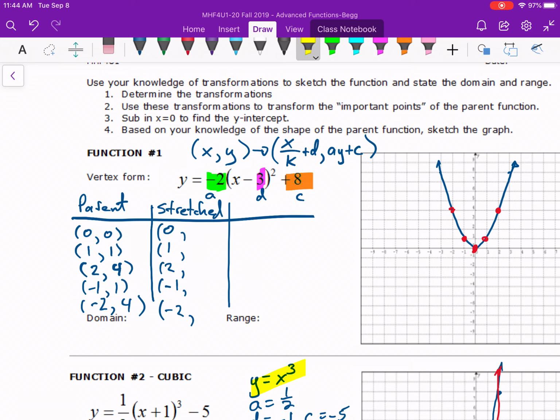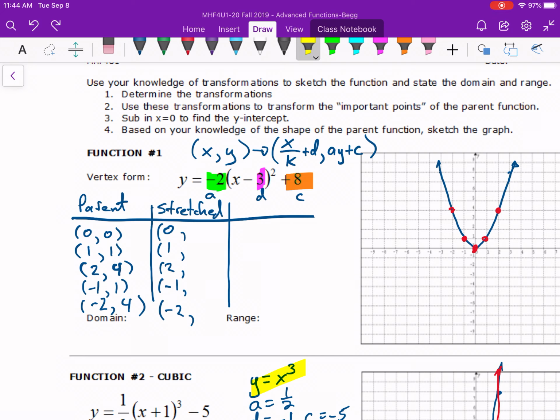Then I have my y values. Here are the y values from my original parent function. Those are supposed to be multiplied by the a value. What did we say a was? Well, a is -2, right?